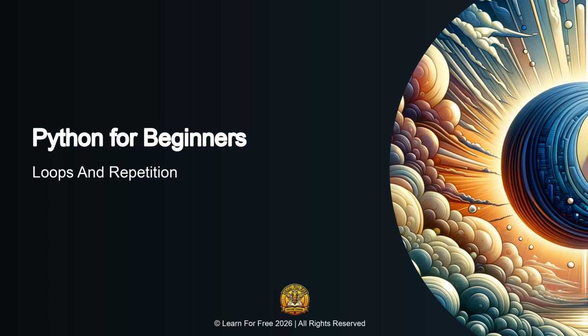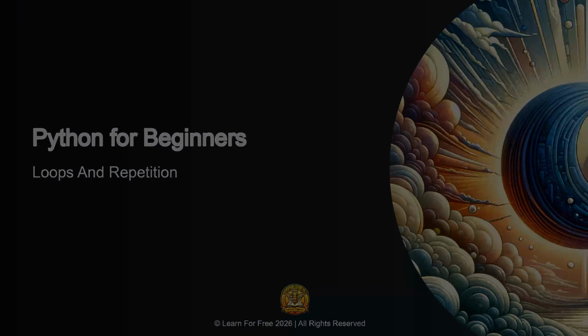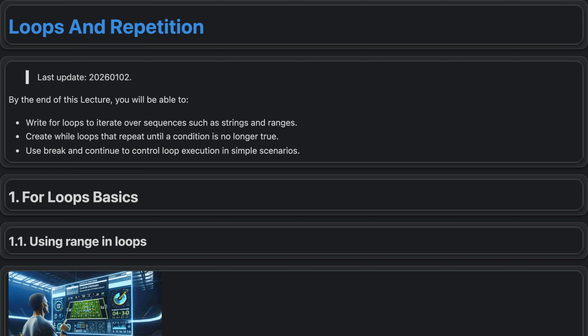Module 3, Lecture B, Loops and Repetition. By the end of this lecture, you will be able to write for loops to iterate over sequences such as strings and ranges, create while loops that repeat until a condition is no longer true, and use break and continue to control loop execution in simple scenarios.